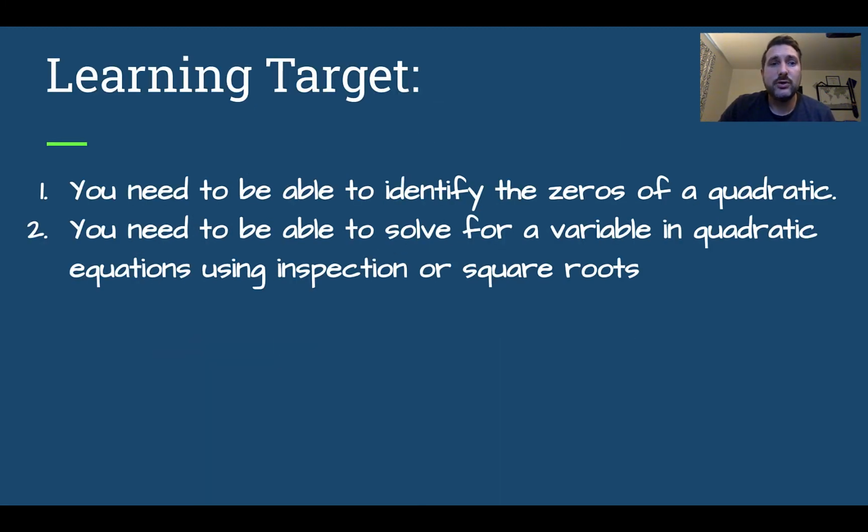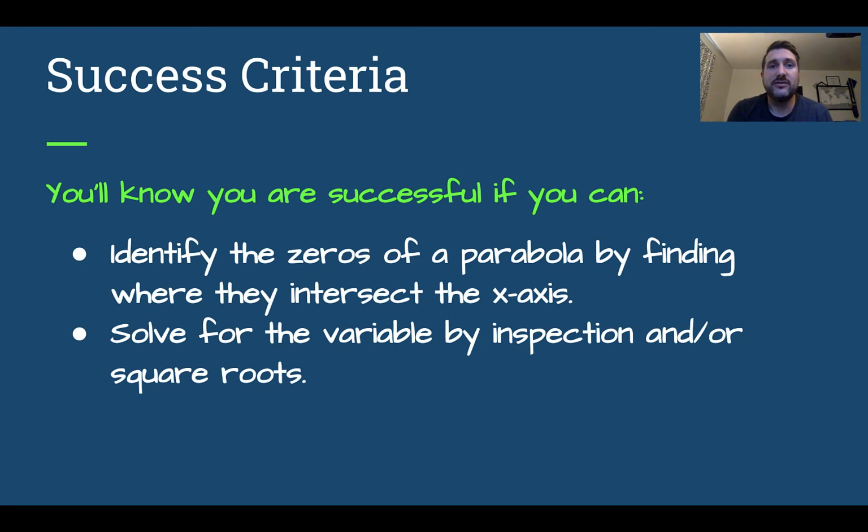After this lesson, you need to be able to identify the zeros of a quadratic, and you need to be able to solve for a variable in quadratic equations using inspection or square roots. You'll know you're successful after this lesson if you can identify the zeros of a parabola by finding where they intersect the x-axis, and if you can solve for the variable by inspection or by square roots.